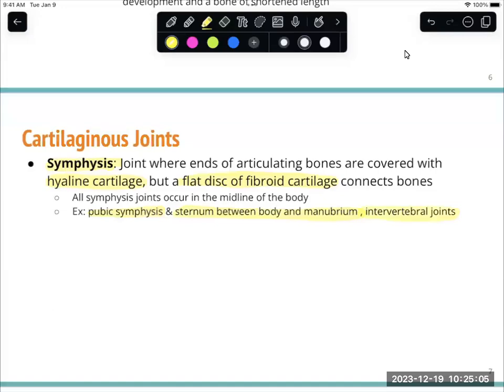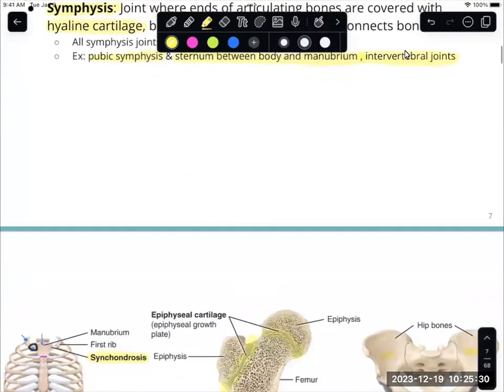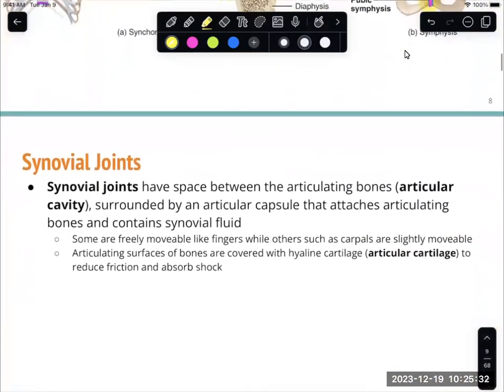So these are different places. They allow some movement because you're able to move your back. So it allows some movement. That sternum's going to move every time you breathe. So it allows for that movement to happen. That needs to. It may be very minimal, but it does allow some movement in there.